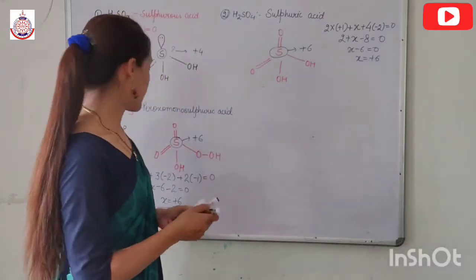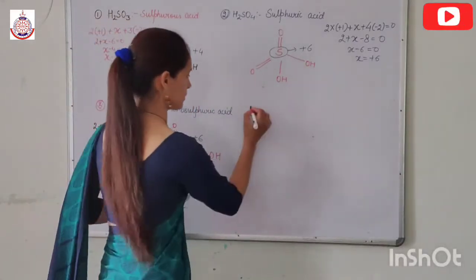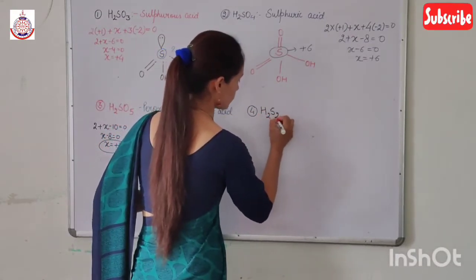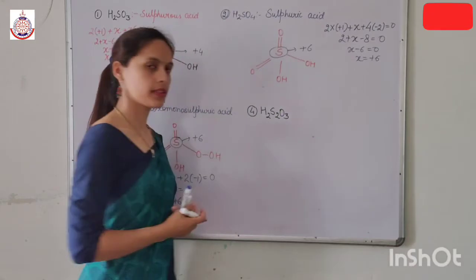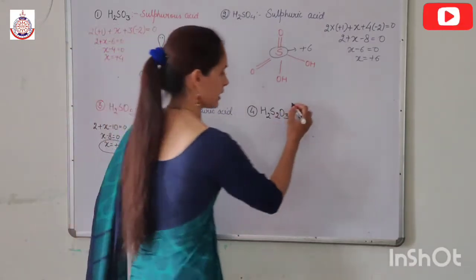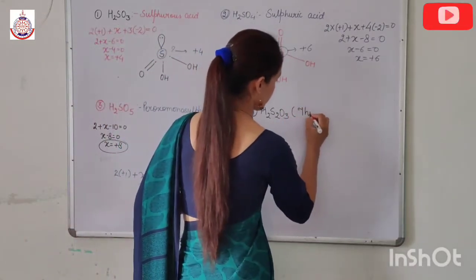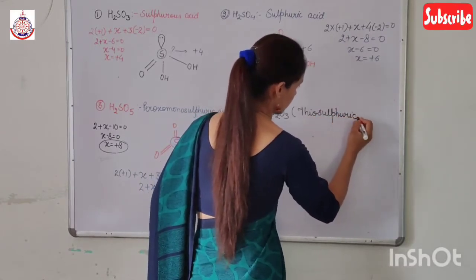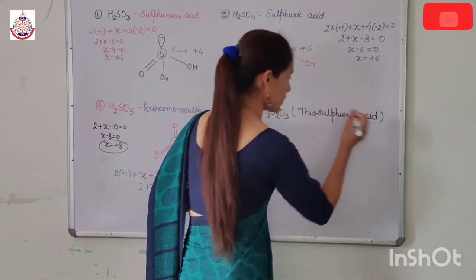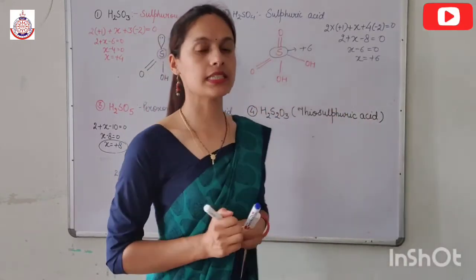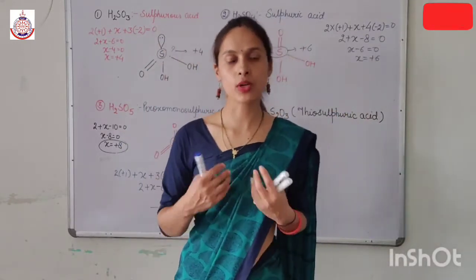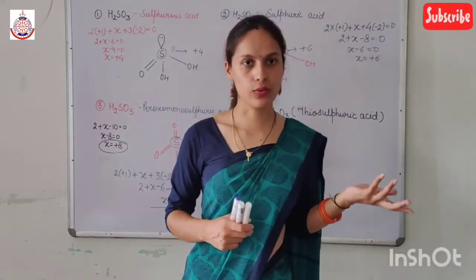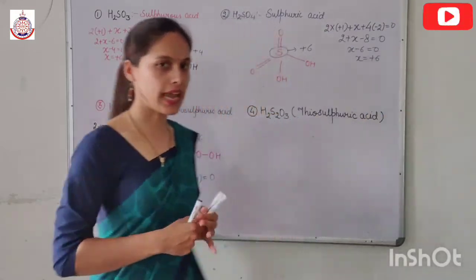Now we'll move to our next oxo acid of sulfur, that is H2S2O3, thiosulfuric acid. We know that whenever we replace a double bonded oxygen by a double bonded sulfur, we place this word thio. So it is thiosulfuric acid.